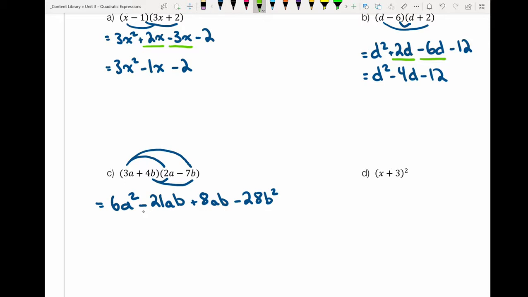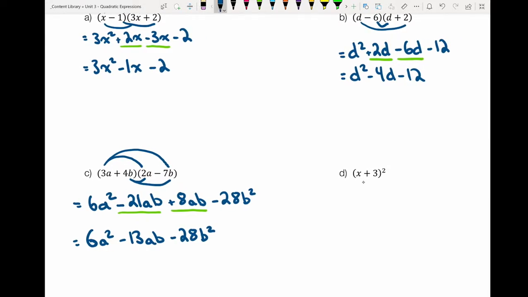Going through and looking at this, I should be able to see that I have two like terms. So 6a squared is going to stay the same. Negative 21ab plus 8ab, or negative 21 plus 8, is going to be negative 13ab. The ab stays the same, because when you're collecting like terms, you don't change the variables. And then minus 28b squared. That doesn't change either, because there's no like term to that.